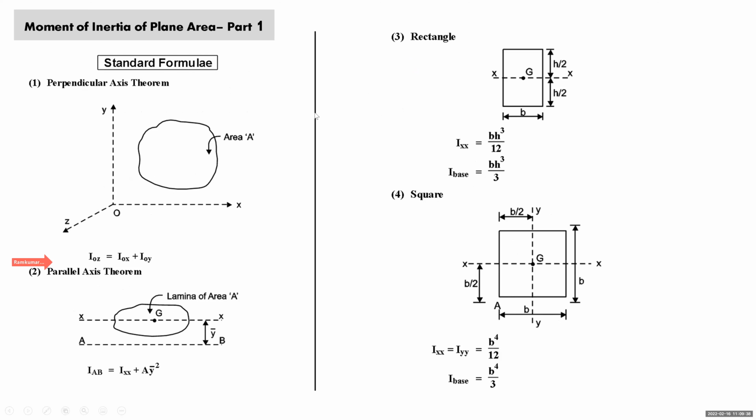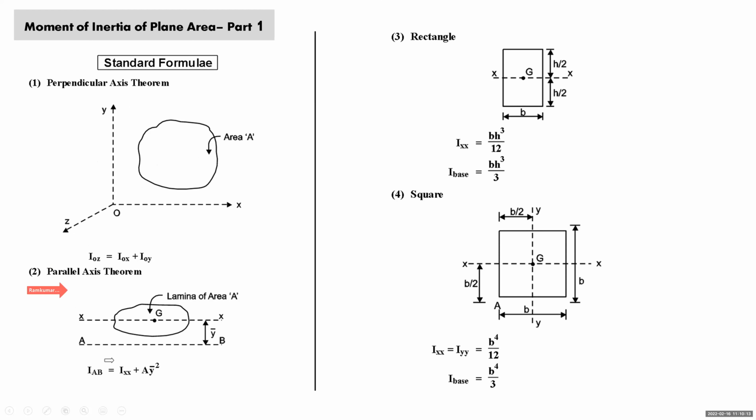Now we are coming to the formula sheet, the standard formulas which we should remember. We have already discussed the perpendicular axis theorem. This is just a formula sheet, right? No derivation, nothing in this formula sheet. Now this is the lamina of area A. OX and OY are two mutually perpendicular axes in the plane of this area. So the moment of inertia of this lamina about OX axis is IOX, and about OY axis is IOY. OZ is the axis perpendicular to the plane of area and passing through the point of intersection of the two axes. So IOZ is equal to IOX plus IOY.